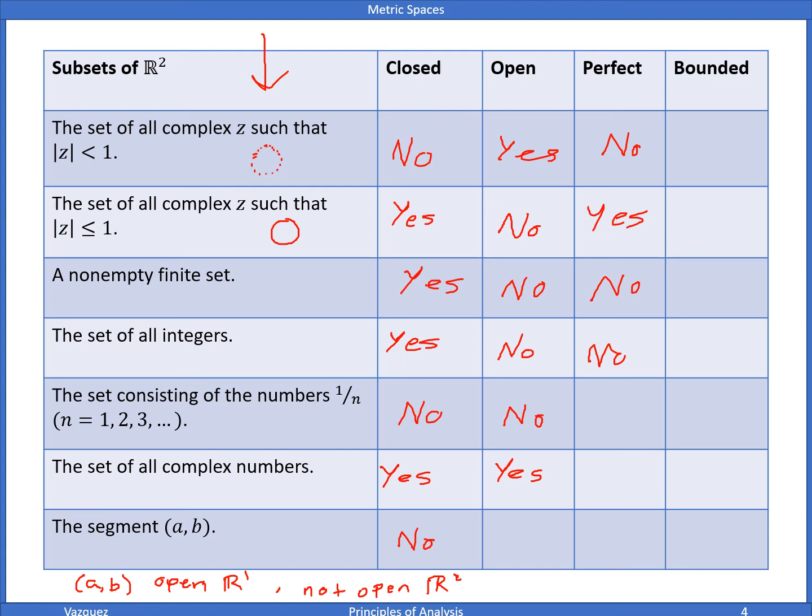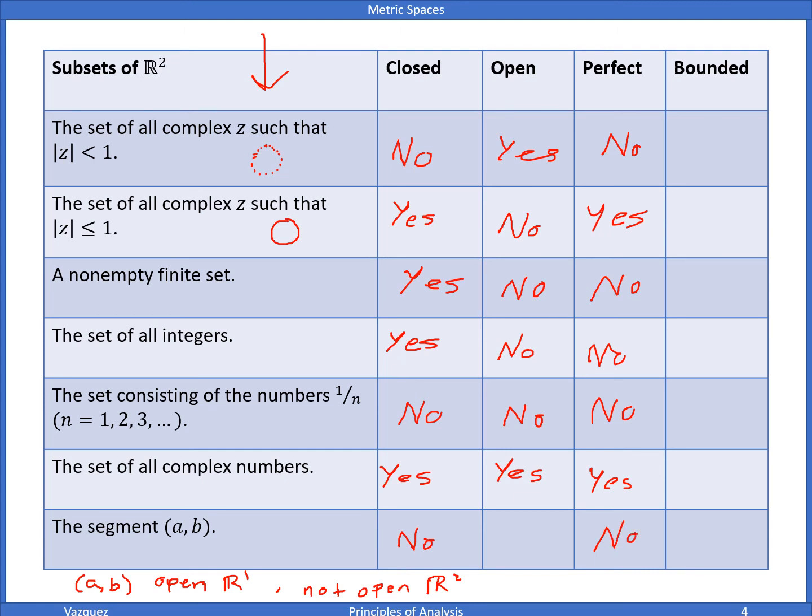What about the set 1 over n? It's not even closed. What about the set of all complex numbers? This one is perfect, all its points are limit points. And finally, the open interval AB. That one is not even closed, so it's not perfect.